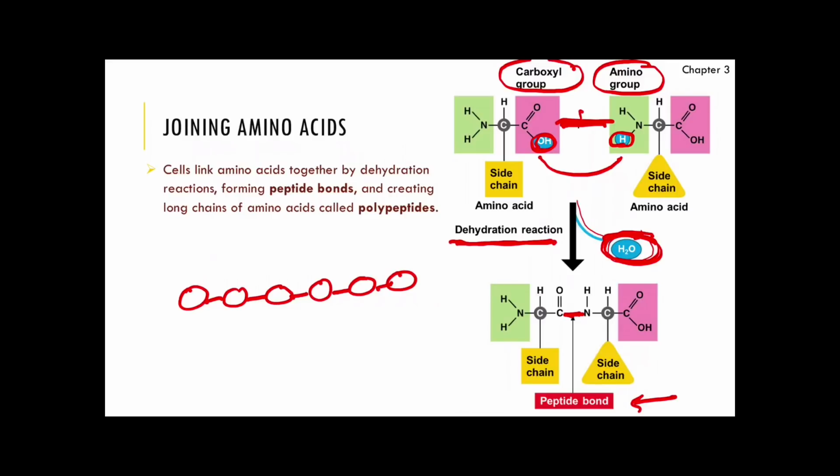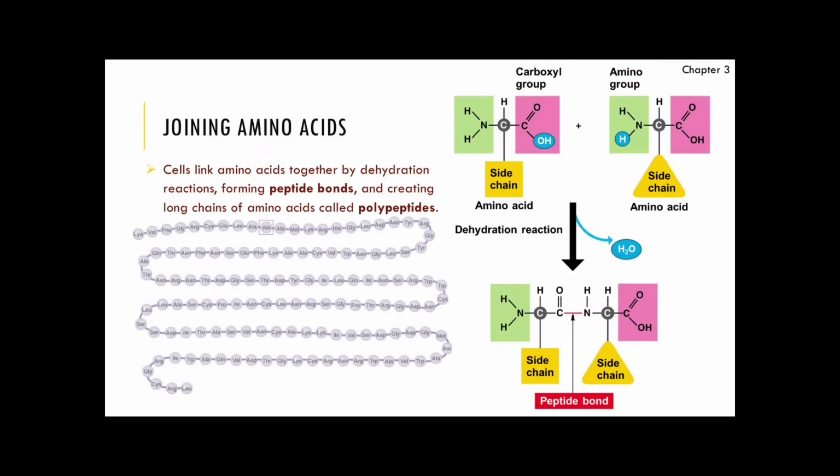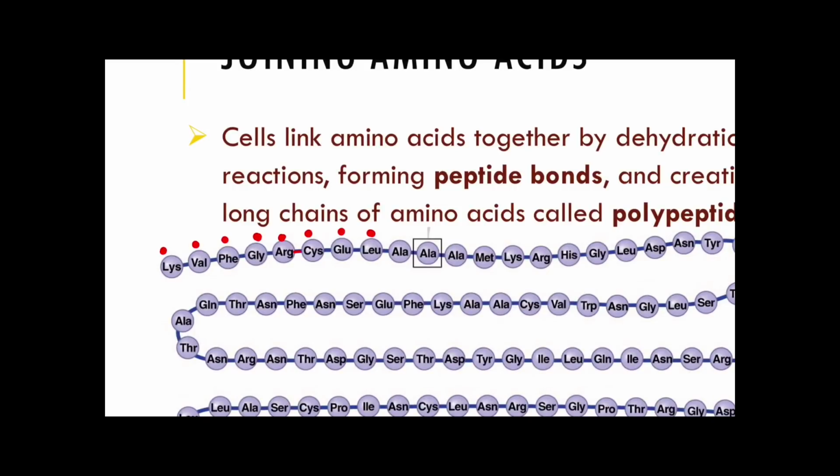When you keep going and you keep adding and adding and adding, you're going to create a polymer. And this polymer is called polypeptide. And this is an example of a polypeptide. Every circle represents an amino acid. فكل دائرة تمثل أمينو أسيد. والبونز اللي بينهم، شفتوا هذه البونز اللي بينهم؟ هذه اسمهم peptide bonds.